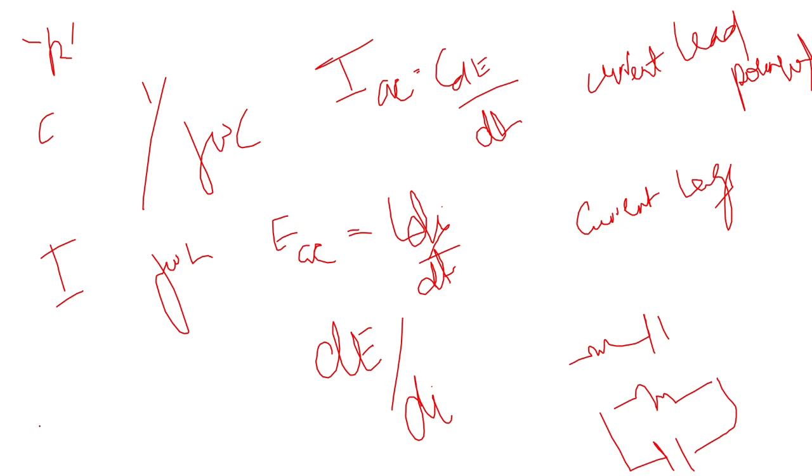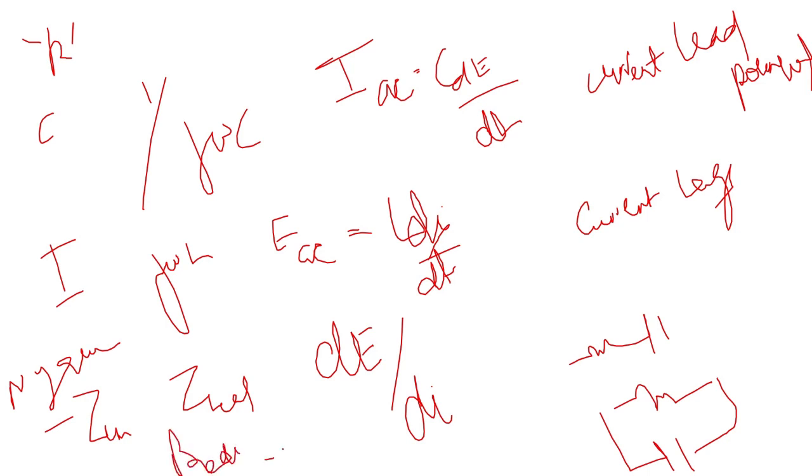Nyquist is minus Z imaginary versus Z real, right? And for Bode you can give minus of phase versus frequency, or it can be modulus of Z versus frequency, or it can also be Z real and minus Z imaginary versus frequency. So these are the things you saw, and there is also a complex plane plot.